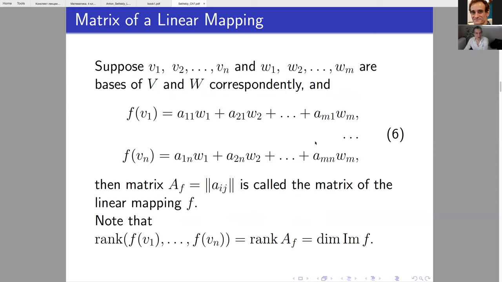Okay, let's also mention the matrix of a linear mapping. Assume that we have a basis in our space V and a basis in our space W. And we have this representation: the image of v_1 can be represented as a sum of basis vectors from W. And so every image of every basis vector of V is represented via basis vectors of W. Then the matrix, again, we take these coordinates as columns. This matrix is called the matrix of this linear mapping.